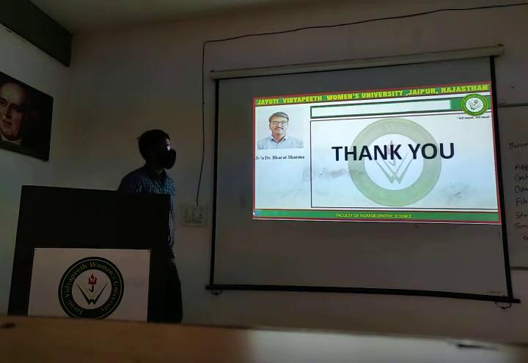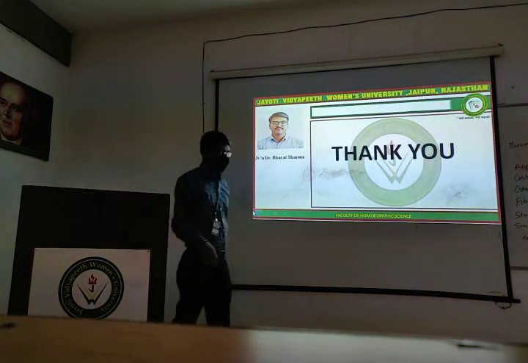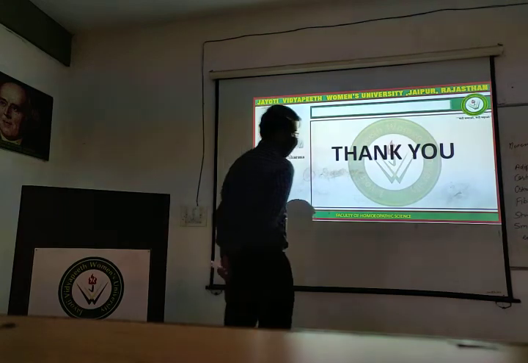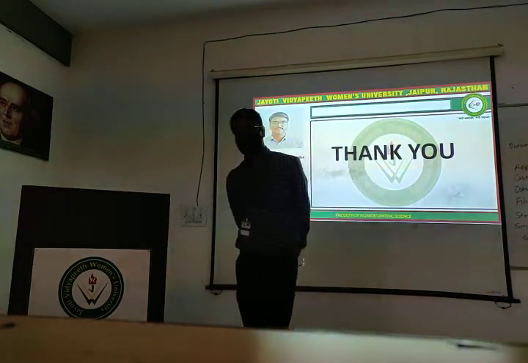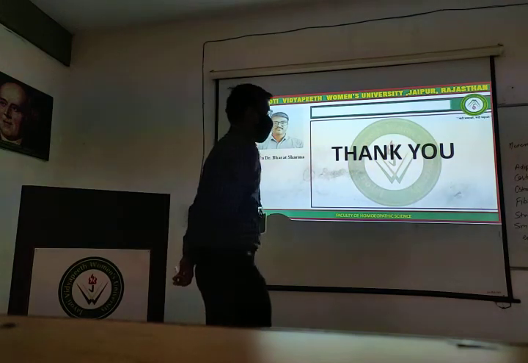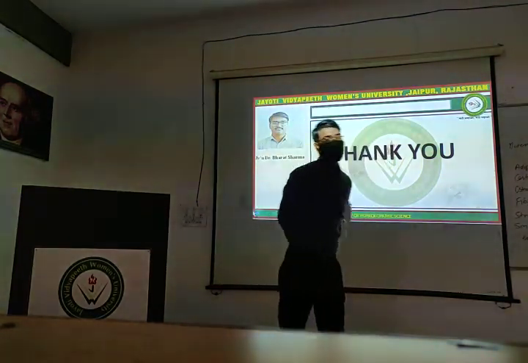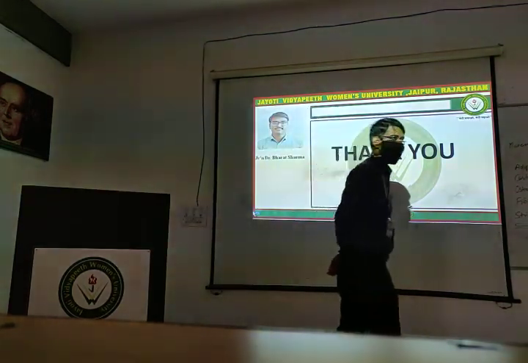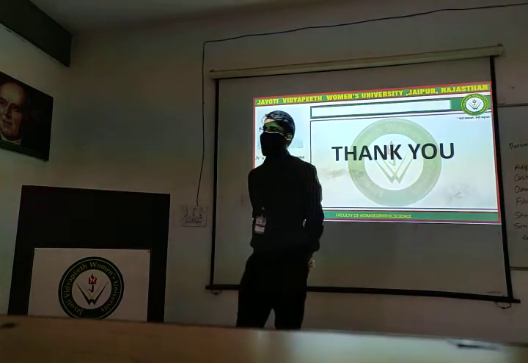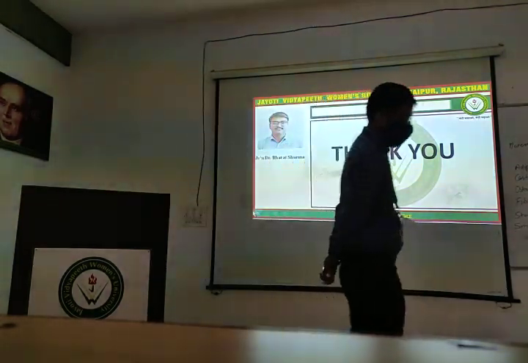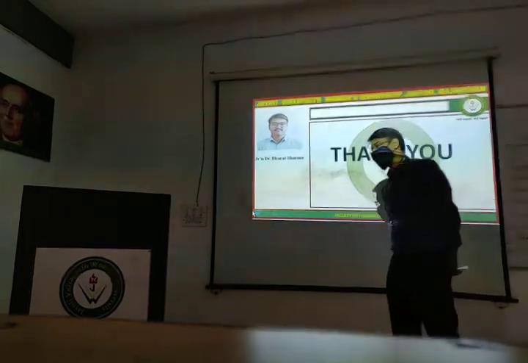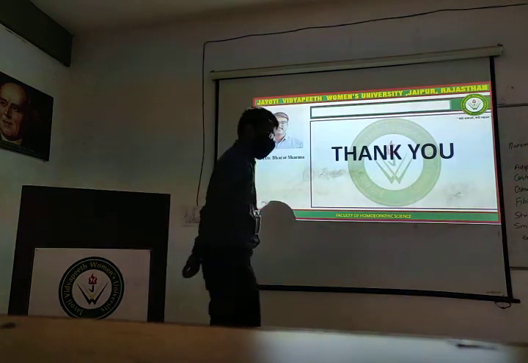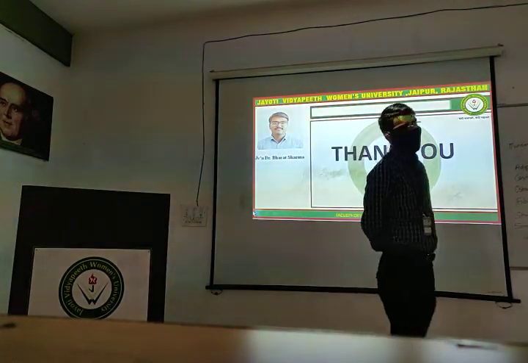So this is the experiment where we can do the estimation of hemoglobin by Sahli's hemoglobinometer. I hope you can easily understand the theory and principles behind the estimation of hemoglobin, what the acid hematin method is, and how acid hematin is formed after mixing blood with N/10 HCl. The color is then matched with the comparator, and when the comparator color is exactly matched, the reading in the tube is noted down.